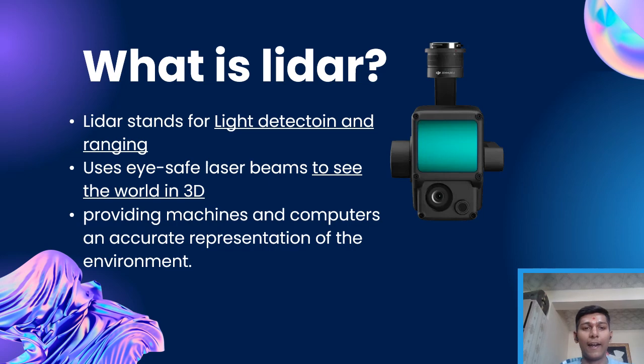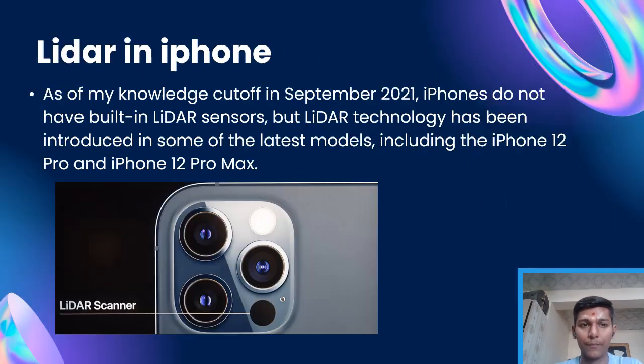What is Lidar? Lidar stands for light detection and ranging. It uses an eye-safe laser beam to see the world in 3D, providing machines and computers an accurate representation of the environment. So we come to our main topic, LiDAR in iPhone.